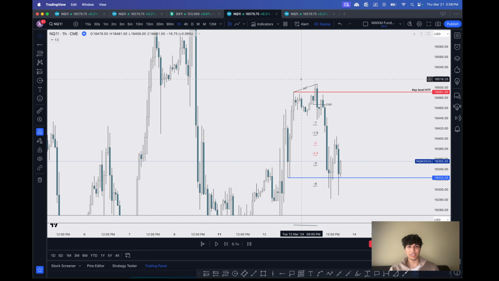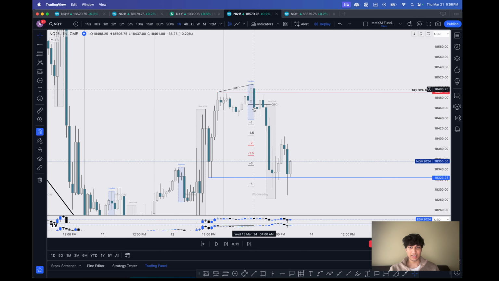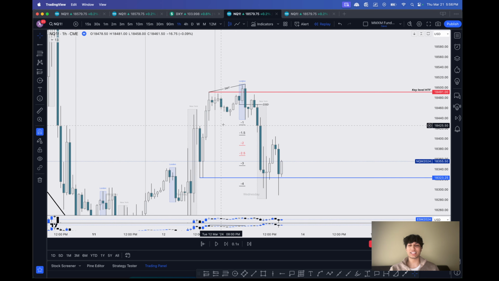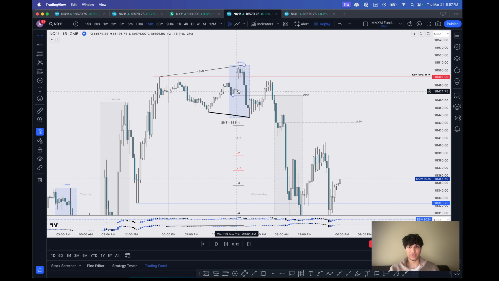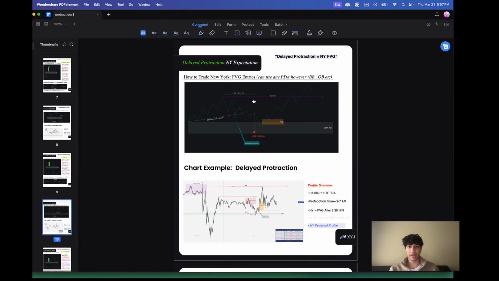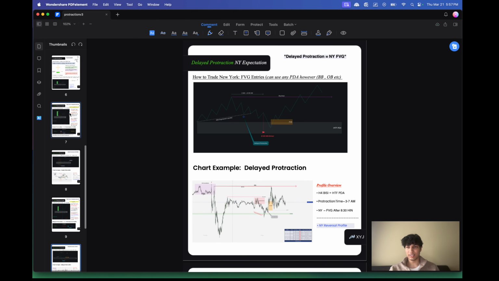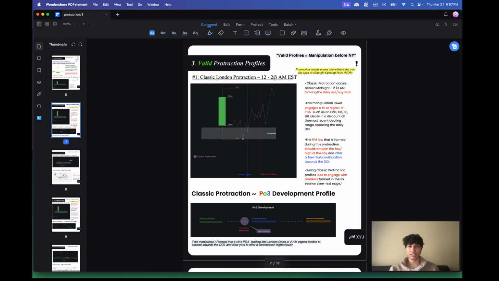So, as you can see, we have our market structure shift, and we have our change in state of delivery. Now, what is the expectation? First of all, let's look at what time this happened at. This move higher begins at 2:15, and it caps off at around 4 a.m. So I'm going to define that. Again, we're not looking at strictly these times.